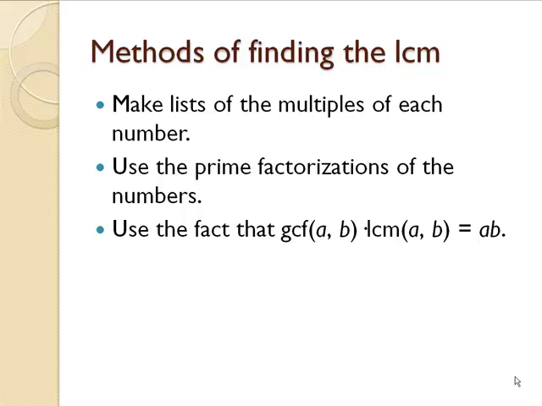Or you could use the fact that the product of the greatest common factor and the least common multiple is equal to the product of the two numbers. This is the method that we'll use when we're trying to find the least common multiple of some really large numbers. And it would be good for you to look at the previous slide and check to make sure that the greatest common factor times the least common multiple does indeed equal the product of the two numbers.